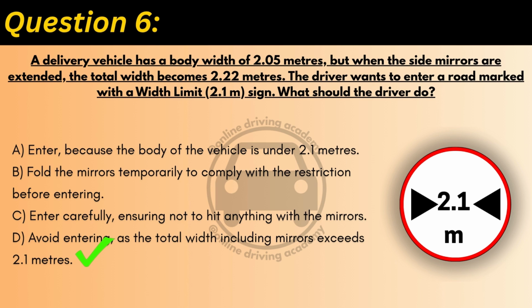Now option D is going to be your correct answer. So always look for the answer that's going to be telling you to avoid something or find another route, because 9 out of 10 times that's going to be the correct answer.